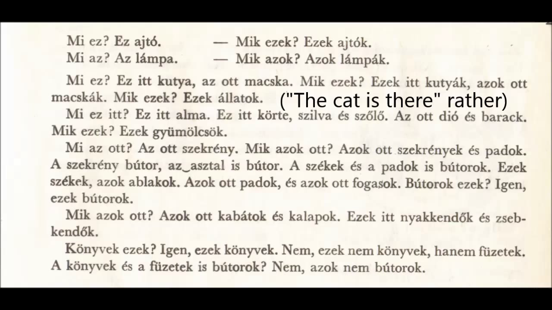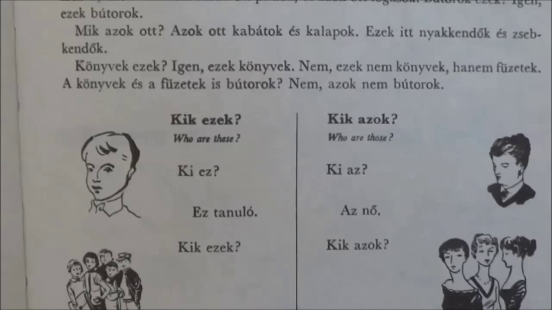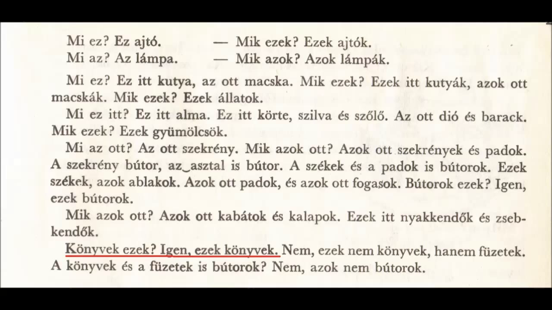Ott means there, and itt means here. So that's a cat over there, would be the correct pronunciation. Macska, it's a cat. Kutya is a dog. So, ki ez? Ki ezek, who are these? Let's pick out a sentence. Könyvek ezek? Are these books? Igen, ezek könyvek. Yes, these are books.